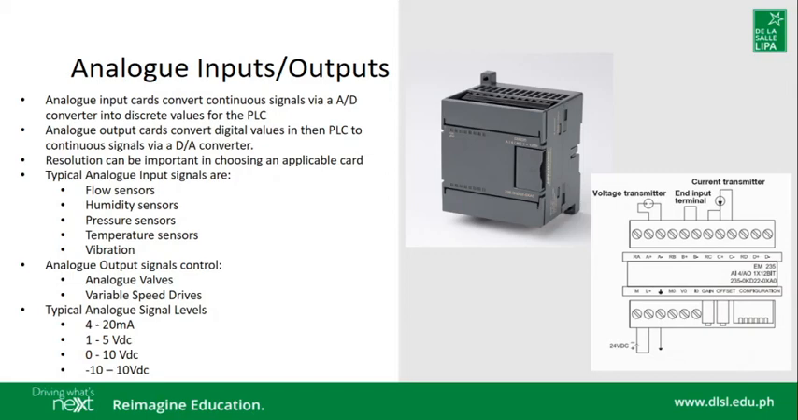Typical ranges of signal levels are the following: instrumentation purposes such as 4 to 20 milliamps, 1 to 5 volts DC, 0 to 10 volts DC, and negative 10 to positive 10 volts DC.